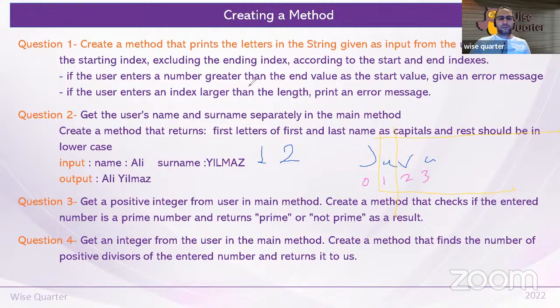If the user enters a number greater than end value, if the user enters 3, 2, we will give an error message. Something starting from 3 cannot end with 2. Error. And if the user enters an index larger than the length, for example, if we have the maximum index is 3, if user enters 9, we will give another error message. That's all we need to do.